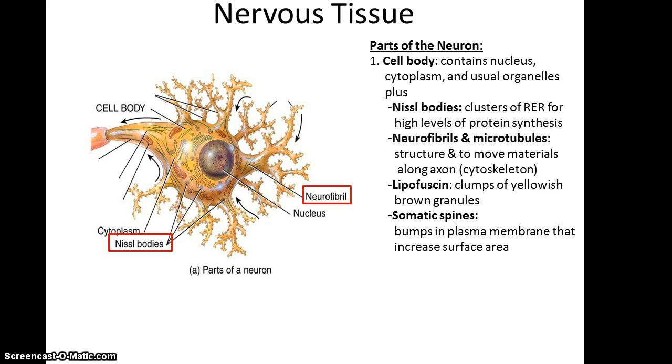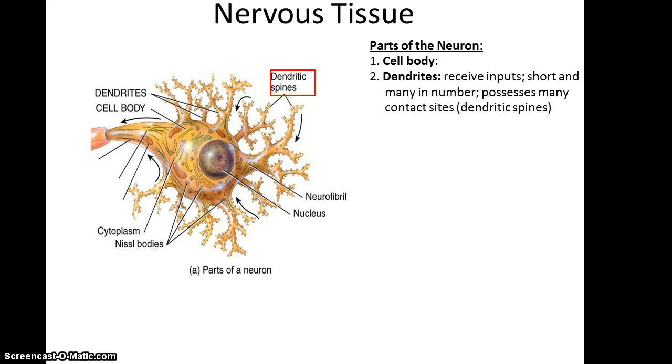Then there's neurofibrils and microtubules. These are structures that are involved in the structure of the cell, as well as moving materials along the axon at a relatively rapid rate. Those would be the neurotransmitters. There's the lipofuscin, which is small yellowish-brown granules seen in the cell body. And then somatic spines. These are little bumps on the plasma membrane that increase the overall surface area of the cell body and of the dendrites.